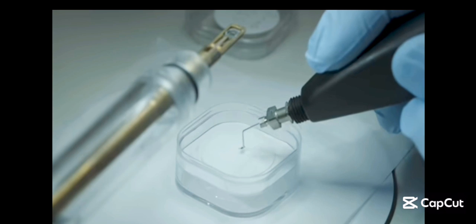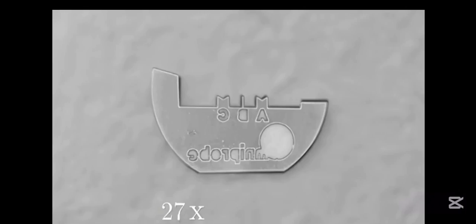This is a tiny piece of metal just 3 millimeters across, and here's what happens if you just keep zooming in. 1,000 times, 100,000 times, 50 million times. Each of these blobs is an actual atom.